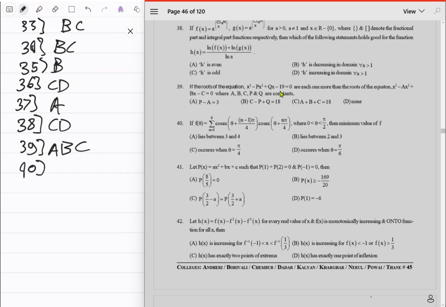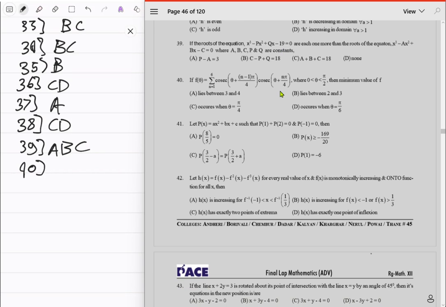40 question is f of theta is equal to this thing. Okay. Right. Minimum value of f. Minimum value of f, of course. So cosec theta plus f minus 1 pi. Once cosec once again.